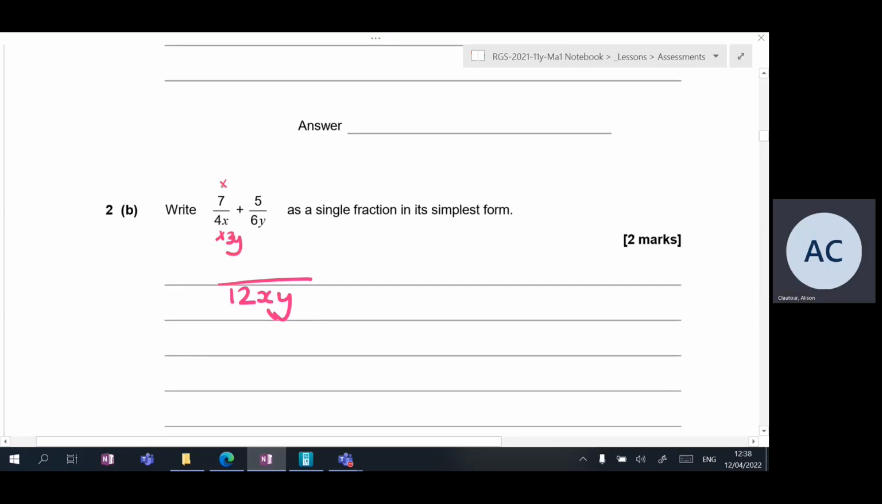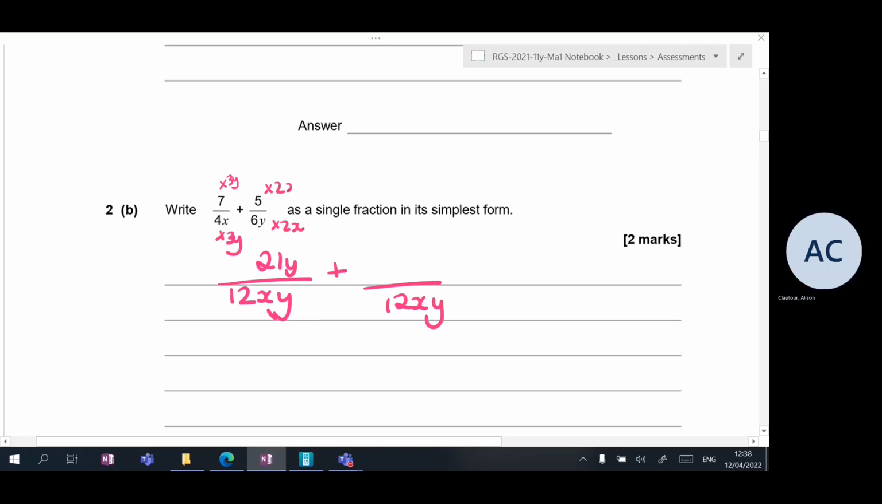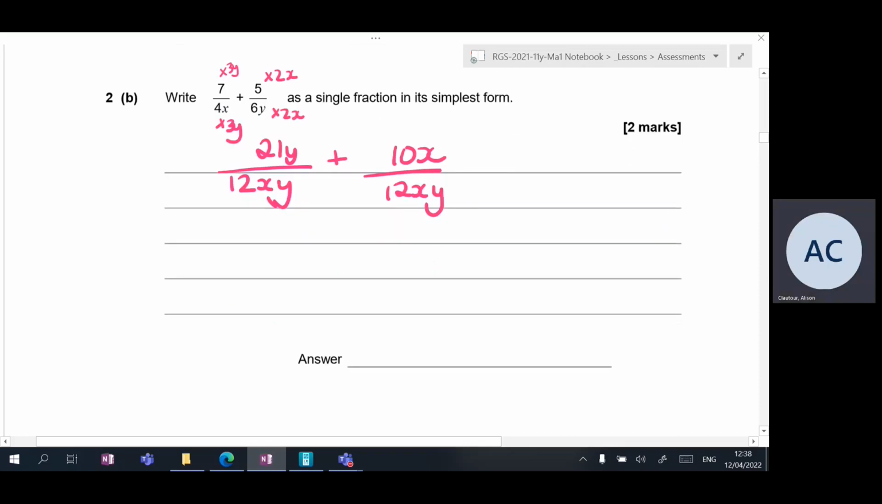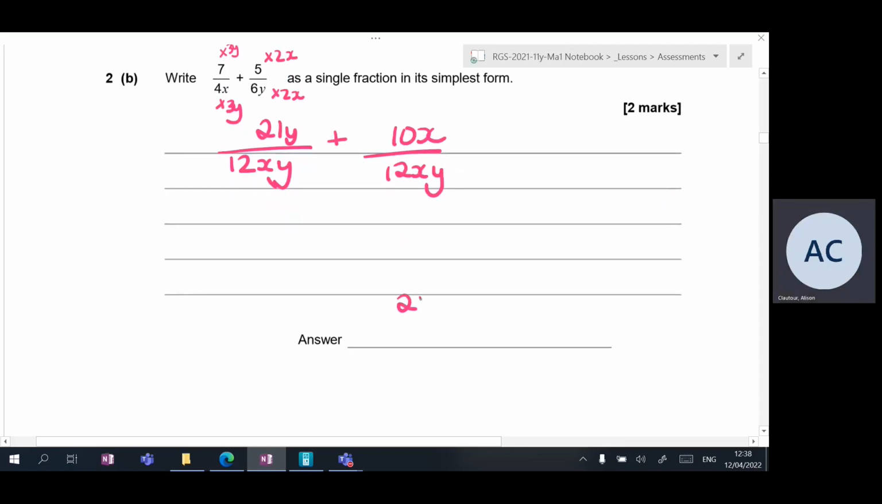So for the first fraction, I'm going to multiply it by 3y, so I end up with 21y. For the second fraction, I need to multiply it by 2x, so I end up with 10x on top. So when I add them together, I've got 21y plus 10x all over 12xy.